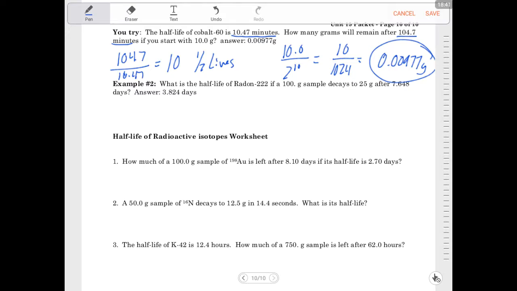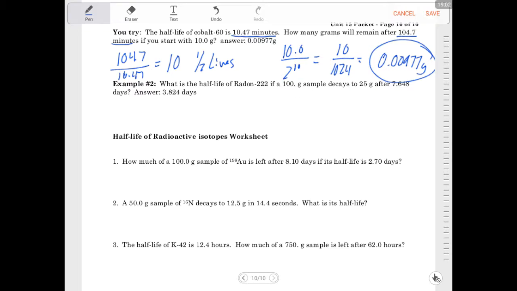Now again, if you wanted to write it out and do it the long way, 10 divided by 2 equals this, over 2, and just keep doing it, go for it. I don't think the state would give you something this big, that many half-lives, but they could. So you've got the shortcut way where you just raise 2 on the bottom to whatever power of half-lives, and you get your answer.